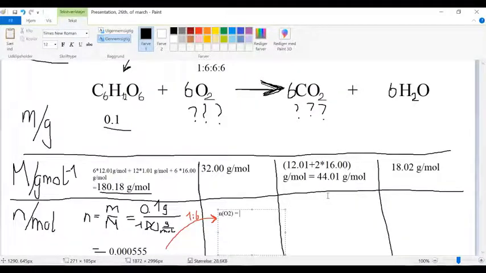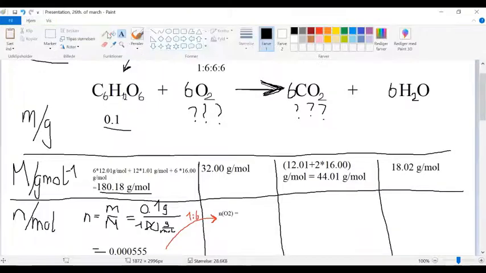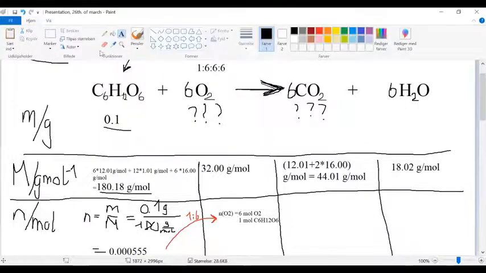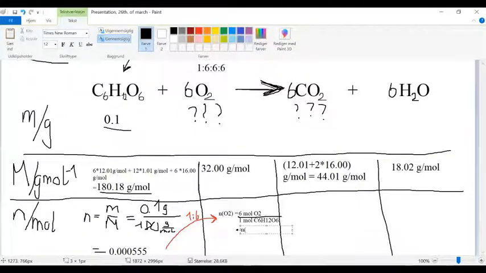And the way to calculate this is that you put 6 moles of O2, and you divide that by 1 mole of glucose, C6H12O6. So paint wasn't the best option, I can now see. So you divide those two, and you times it with the amount of substance of the glucose, C6H12O6.